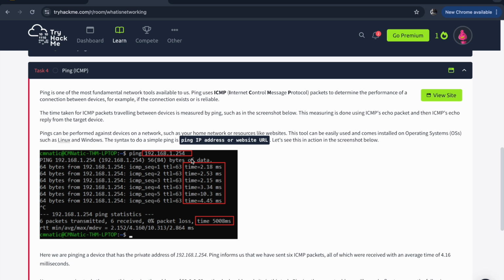The time for ICMP packets traveling between devices is measured by ping. This is a screenshot below. This measuring is done using ICMP's echo packet and the echo reply from the target device. Pings can be performed against devices on a network, such as your home network, or resources like websites. This tool comes built into operating systems such as Linux and Windows. The syntax for a simple ping is ping followed by the IP address or website URL. See this in action in the screenshot below.